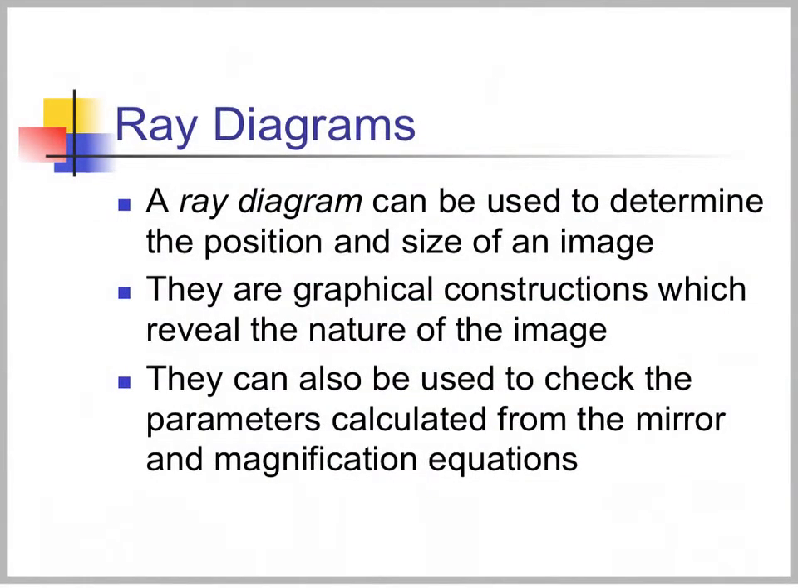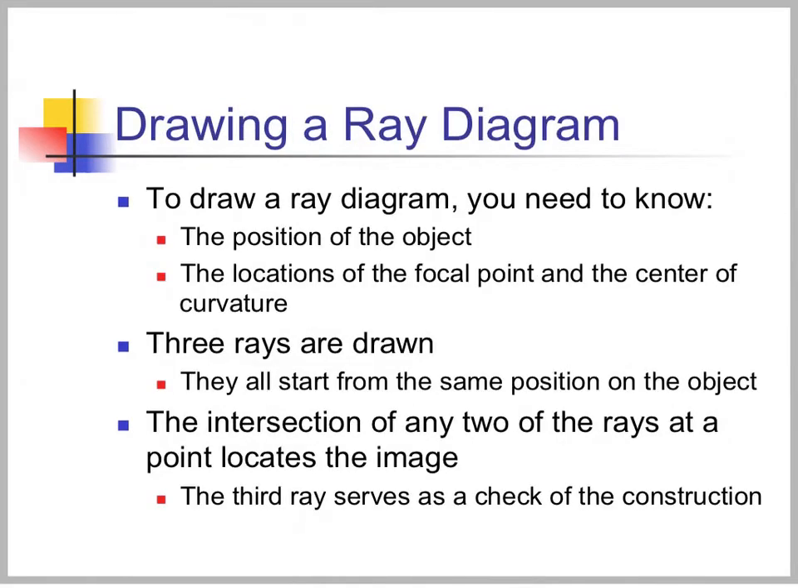So a ray diagram can be used to determine the position and size of an image. These are graphical constructions which reveal the nature of the image. They can also be used to check the parameters calculated from the mirror and magnification equations. To draw a ray diagram, you need to know the position of the object and the locations of the focal point and the center of curvature. And we're going to draw 3 rays, and all are going to start from the same position on the object. The intersection of any 2 of these rays at the point locates the image. And the 3rd ray is just going to serve as a check on how we constructed it.